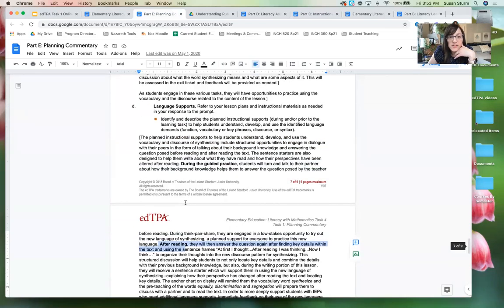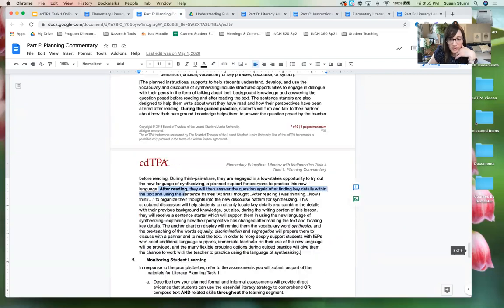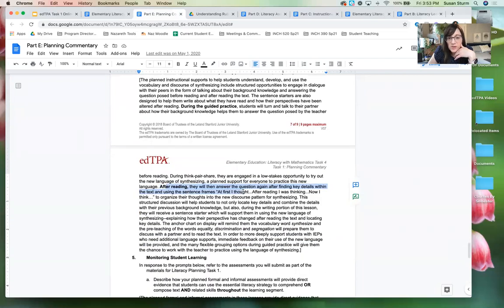After reading, so notice it's before, during, and after reading. They will then answer the question again, finding key details and using their sentence frame to organize their thoughts around synthesizing. This structured discussion will not only help them locate key details, but also during the writing portion, they will receive a sentence starter that will support them in using the new language of synthesizing.